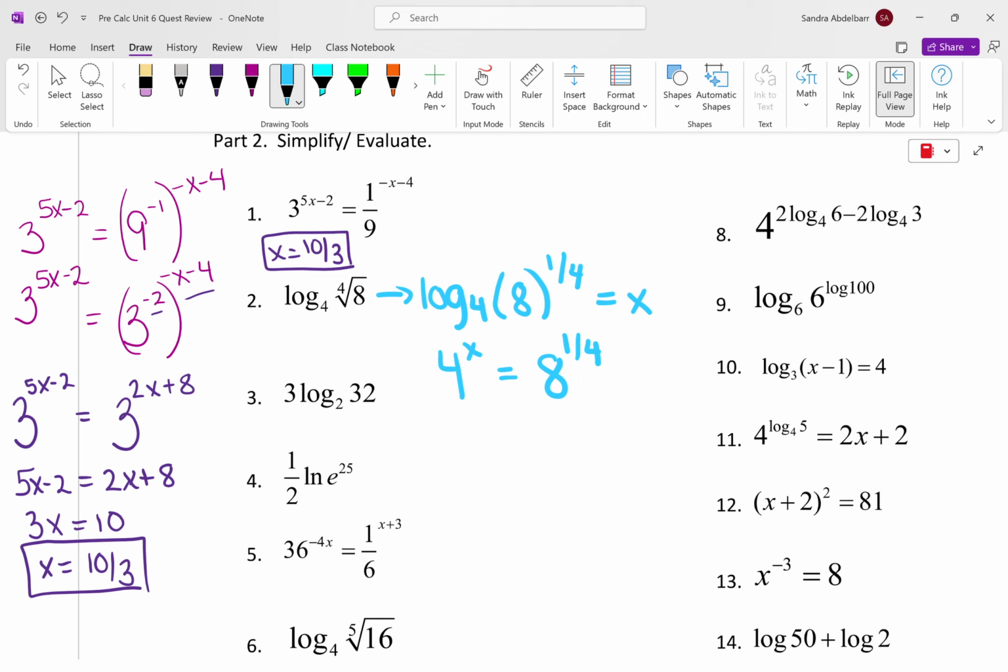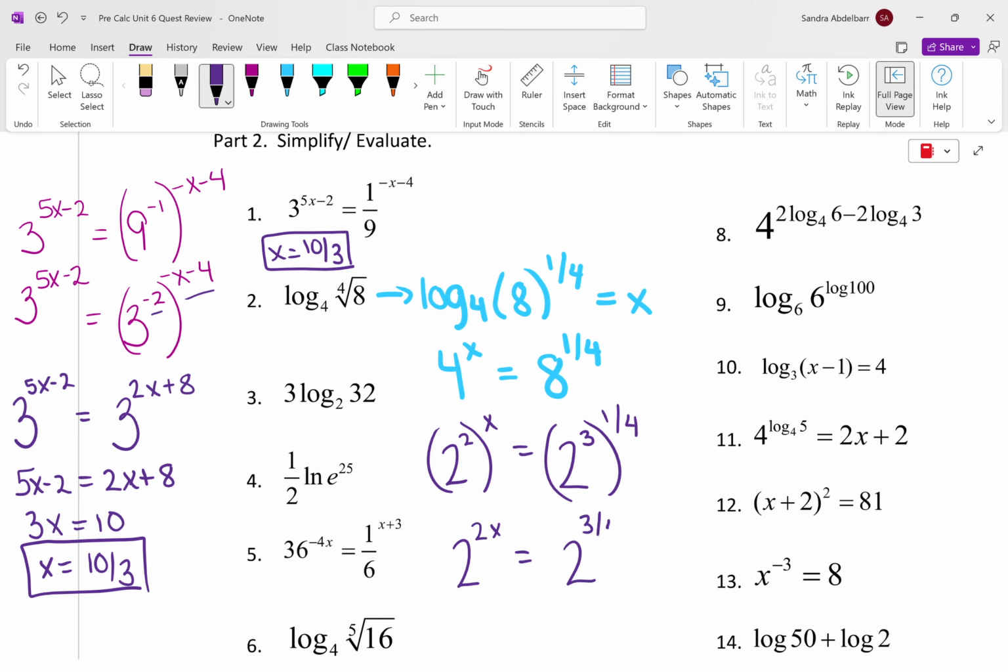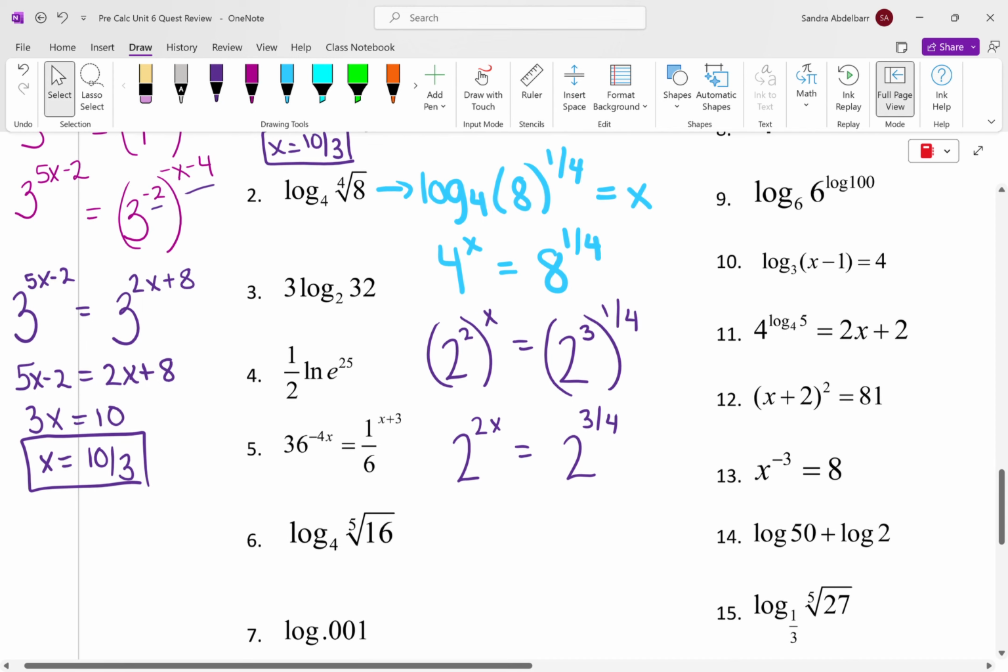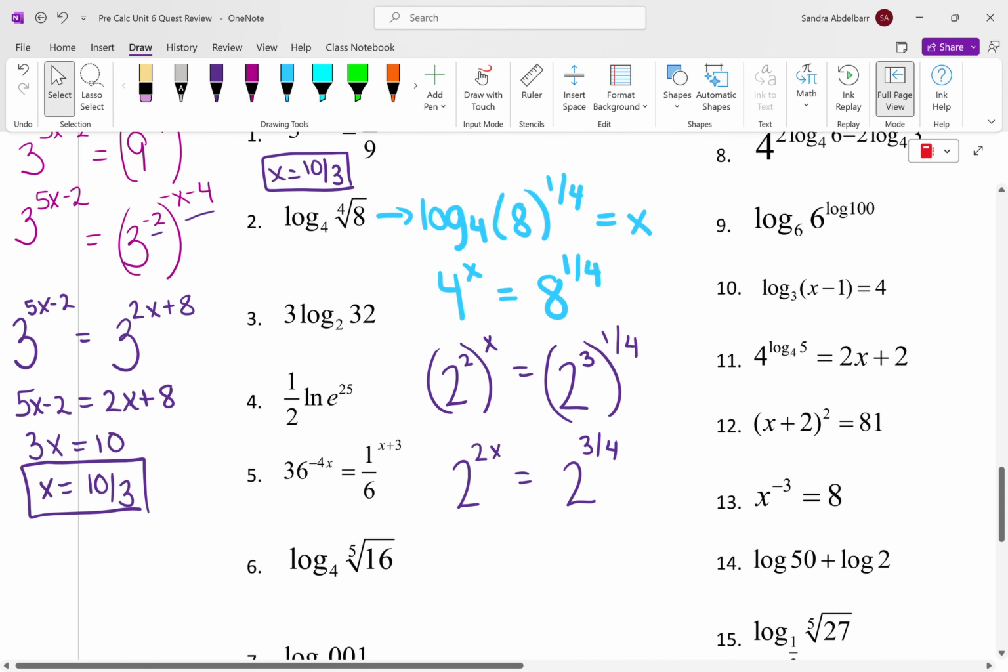What do you think I'm going to tell you to do with both the 4 and the 8? Make it base 2. Change it to a base of 2. So we're going to have 2 to the second raised to the x equals 2 to the third raised to the 1/4. Power to a power you multiply, so I have 2 to the 2x equals 2 to the 3/4. Now that I have the same base, now I can set their exponents equal. 2x equals 3 over 4.